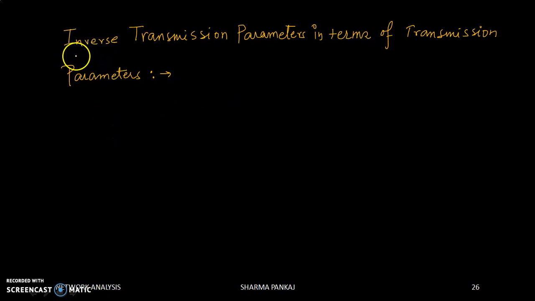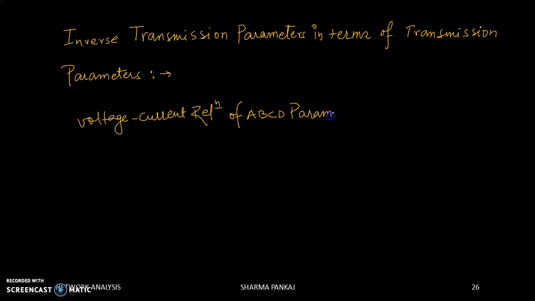Now, we just concluded inverse transmission parameters, having found A dash, B dash, C dash, D dash by opening and short circuiting port number 1 and port number 2 respectively. We have also seen the analysis of transmission parameters, and we know the voltage-current equations for ABCD parameters. The voltage-current relationship of ABCD parameters is known to us.